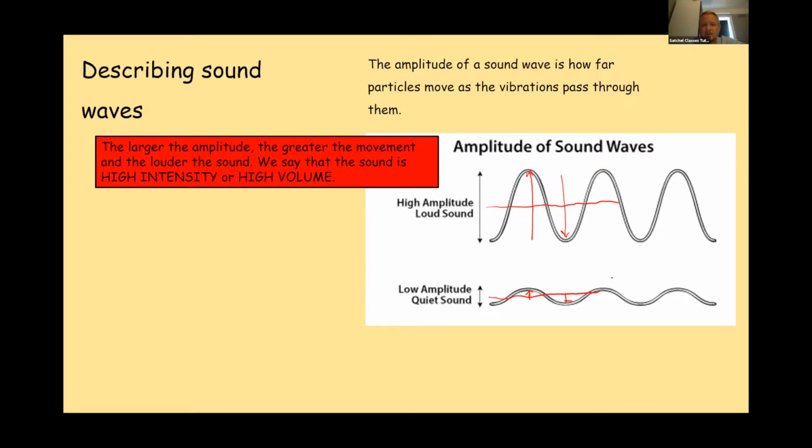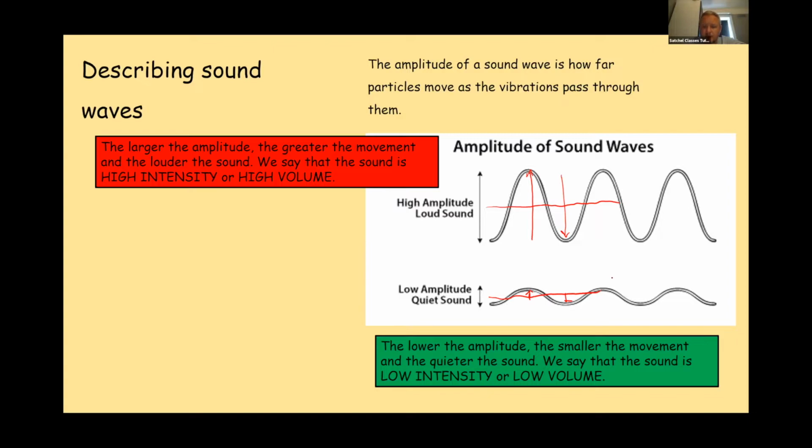The larger the amplitude, the greater the movement and the louder the sound. We say that the sound is high intensity or high volume. The lower the amplitude, the smaller the movement, and the quieter the sound. We say that the sound is low intensity or low volume.